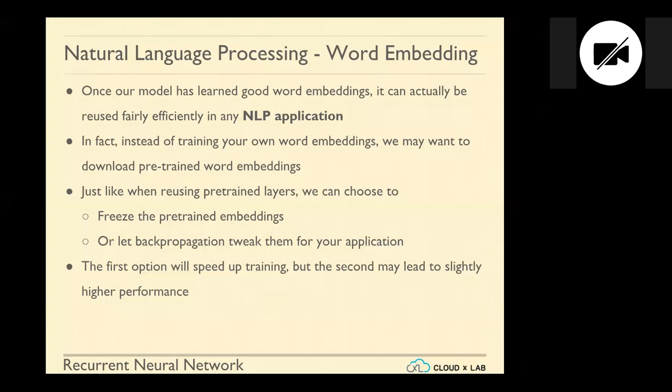All right, exactly like pre-trained models. So the first option will speed up training, but the second may lead to slightly higher performance. Say you are mostly working on a financial application or a biological application, so you may want to tweak the embedding a bit based on your text. In those cases, what we are learning now is quite useful.